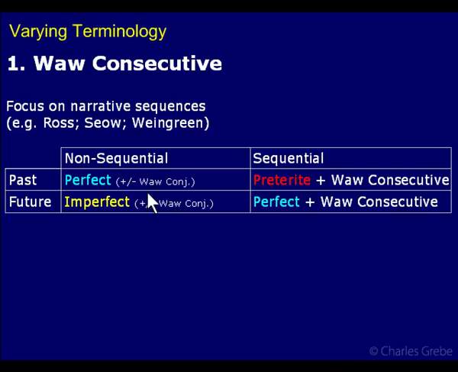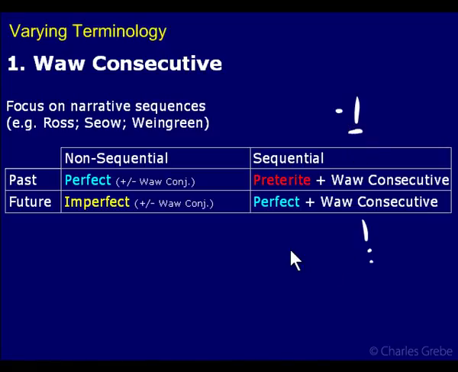Now I threw in here plus or minus Vav conjunctive just to emphasize that the Vav conjunctive can exist here too. And it is different, of course, from the Vav consecutive. So both of these, the perfect can have a Vav conjunctive, just a normal Vav, and the imperfect can have a normal Vav conjunctive. Now remember that this Vav consecutive looks different from this Vav conjunctive, but this Vav consecutive looks the same as this Vav conjunctive. And so for the future time narrative, or with the perfect, you have to go by context, right? Because this one looks like this, and this one looks like that.